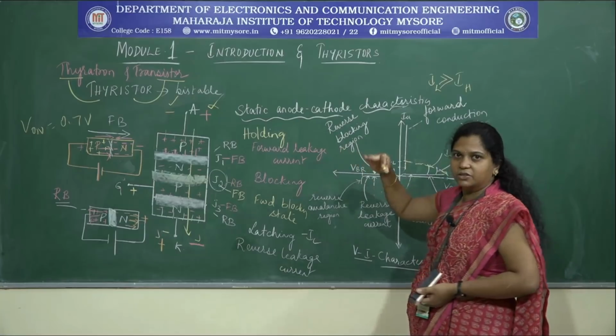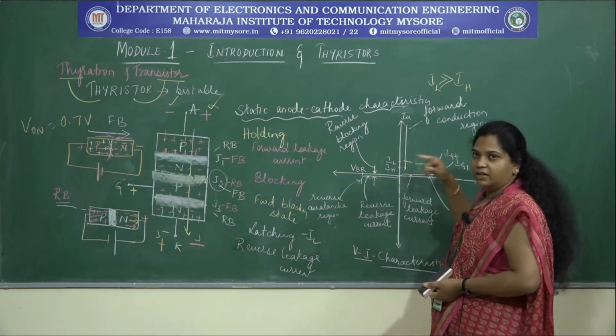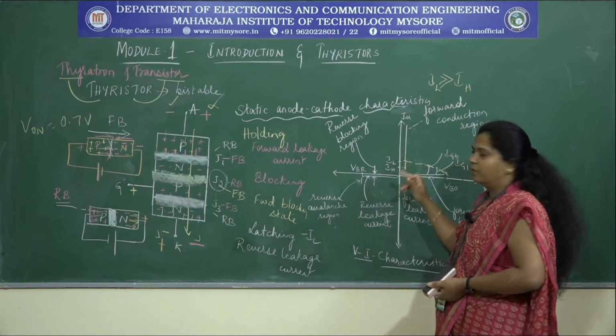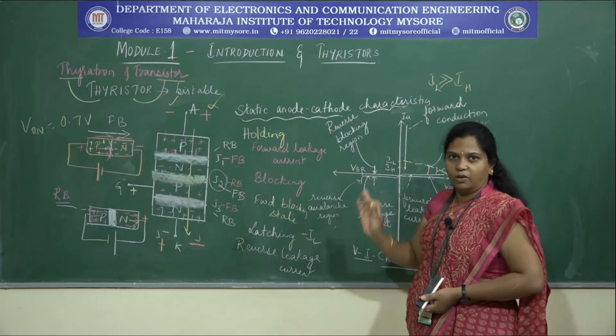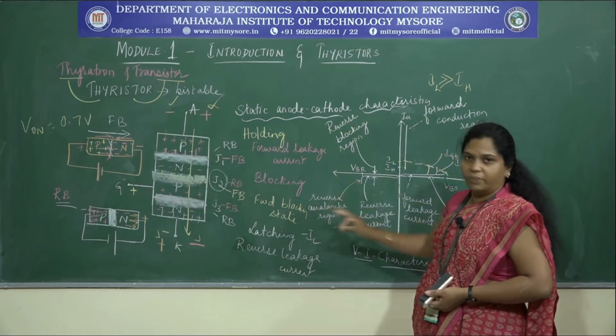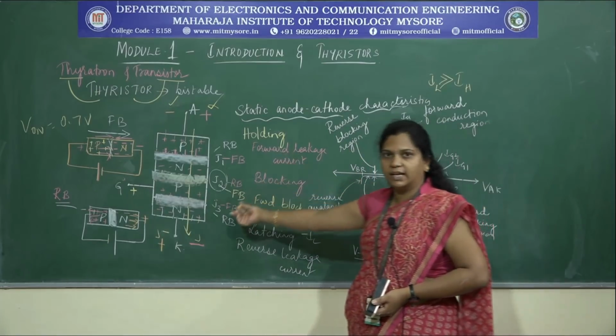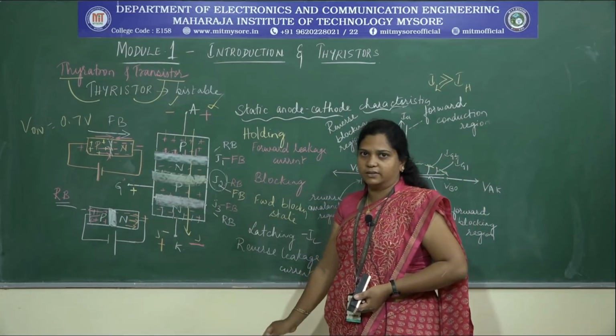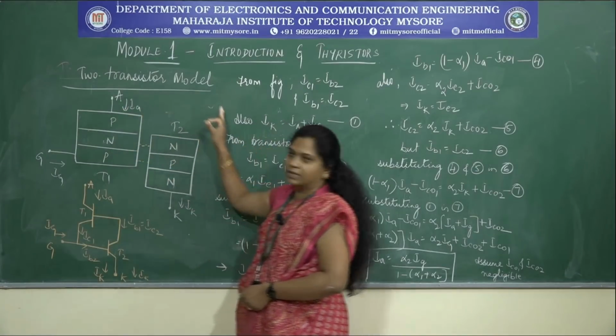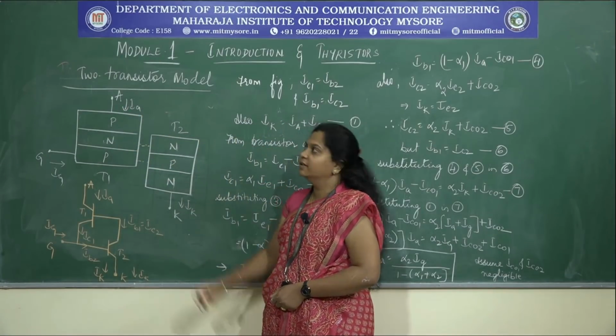So, latch is used as a latch. So, latching current for turning on and holding current for turning off. This is the basic operation of a thyristor in its on state and in its off state. Next, we will see the two transistor model of a thyristor.